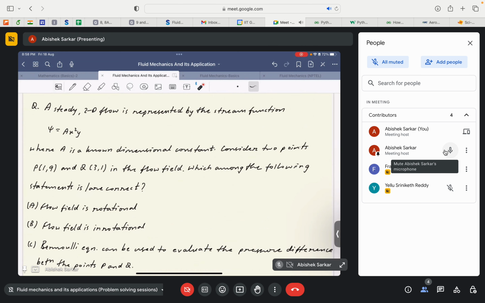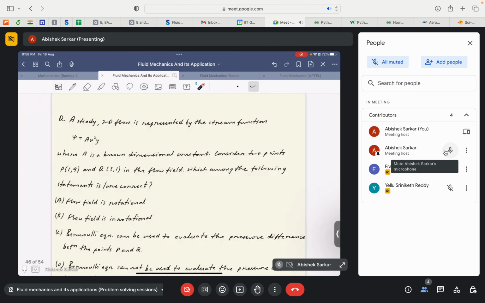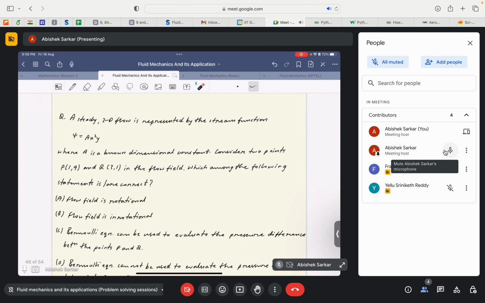So let's see this question. We can zoom out a bit. We have a steady 2D flow represented by the following stream function: psi is a x square y, where a is a known dimensional constant. Consider it as constant. Now consider 2 points P and Q whose coordinates are given in this 2D Cartesian coordinate system, so each has two arguments: (1, 9) and (3, 1).